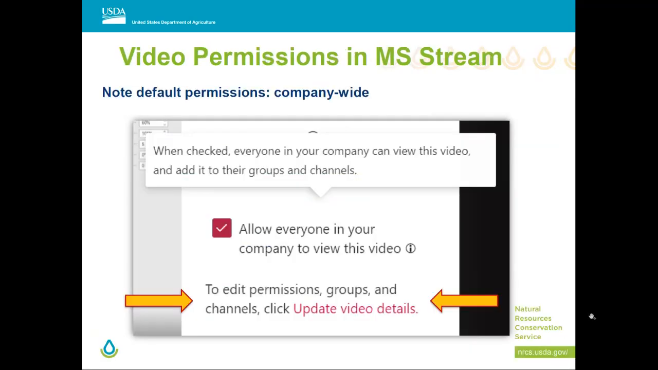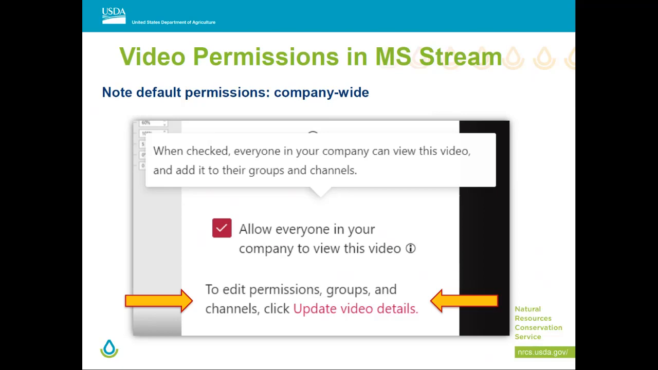I want to revisit the video permissions because you should be aware that any video you post in Stream by default is set so anyone in your company can view this video, and I believe that is anyone in the USDA. It's not necessarily a problem. A lot of what we're discussing is not sensitive information, but it tends to clutter up everyone else's search results if you've made your video available and it's popping up as something they should watch. So I always uncheck this just to try to keep the internet a little more contained.